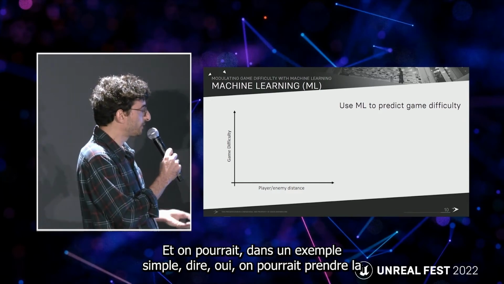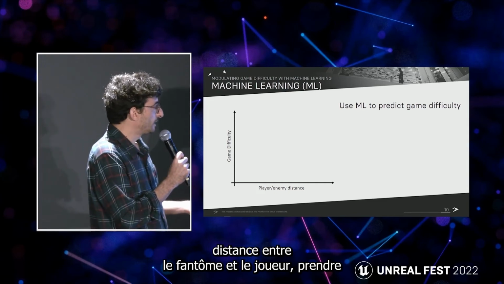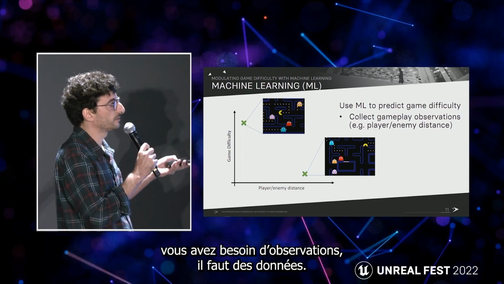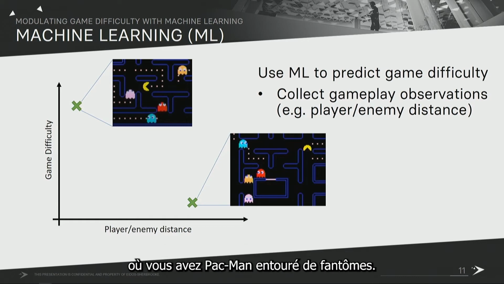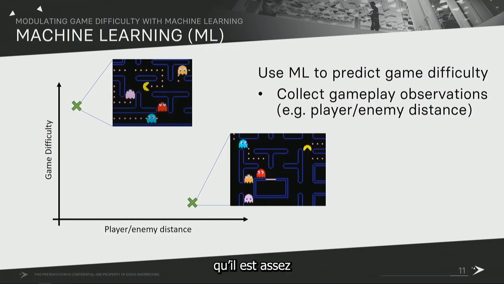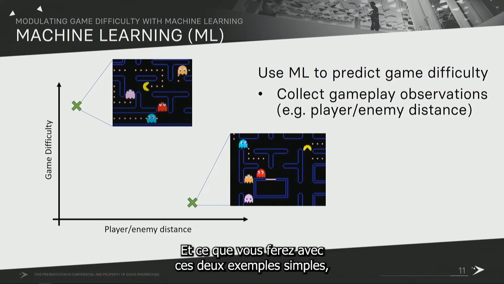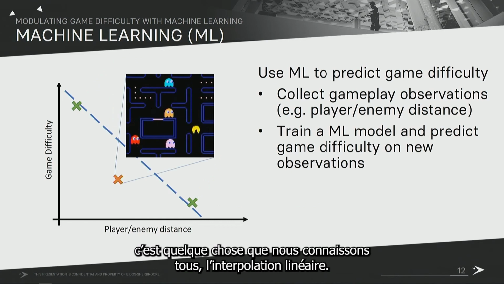A simple example could say, yeah, we could take the distance between the ghost and the player and take 2 observations. For training a machine learning model, you need observations, you need data. And those 2 points, for instance, correspond to this gameplay situation where you have Pac-Man surrounded by the ghosts, they are close, the difficulty is probably high. If we take another, opposite example, where Pac-Man is located here and is pretty far away from the ghosts, you could train a machine learning model, and what you will do with these 2 simple examples is something that we probably all know, linear interpolation.